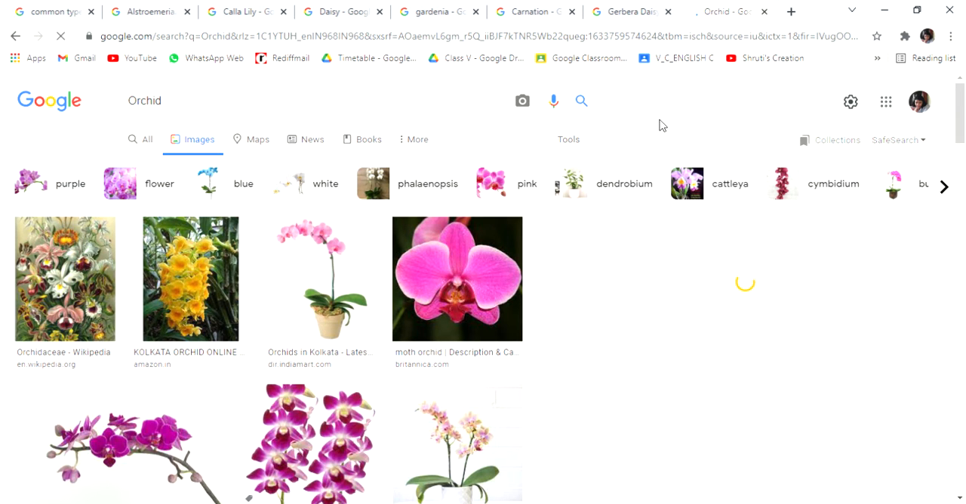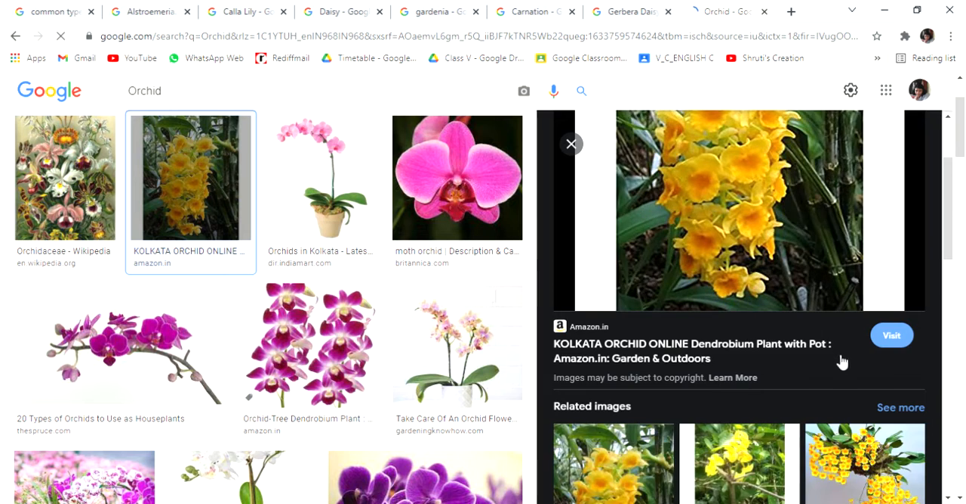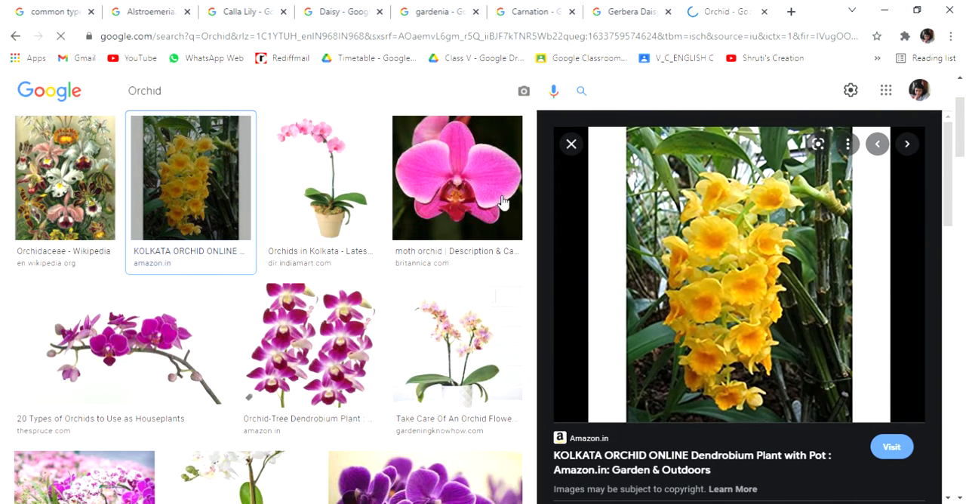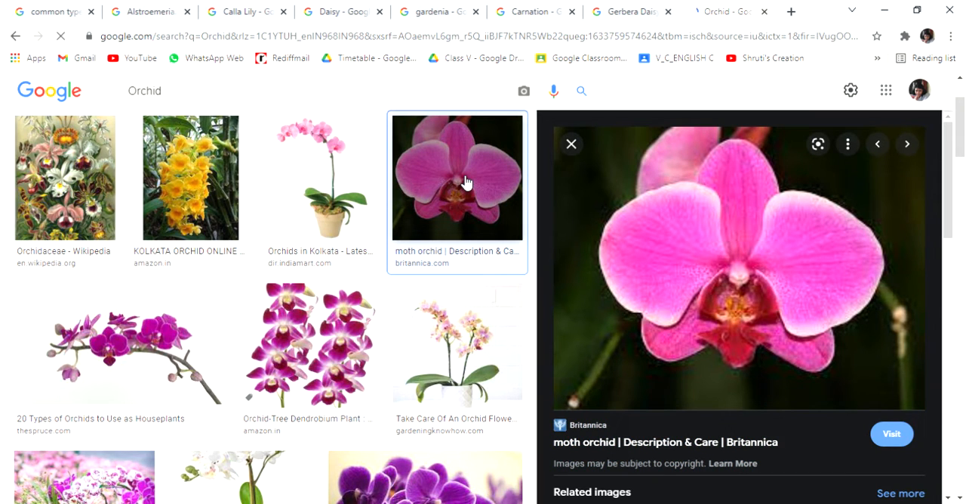The Cattleya is a type of orchid, the yellow one. Wait a minute. The yellow flower is really looking nice. And also we have moth orchid. It's also a type of orchid. See, the orchid is like a moth, you can see. It's also called moth orchid.